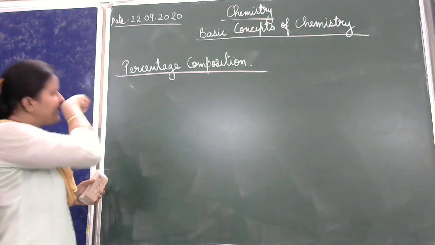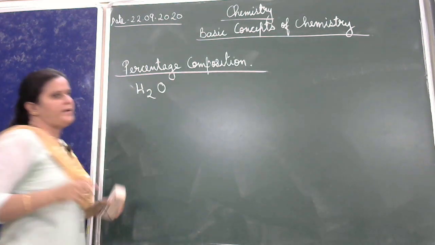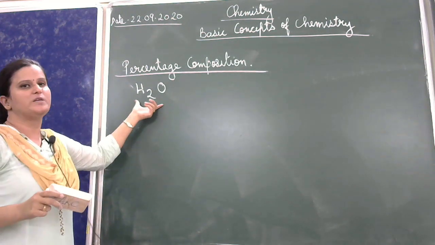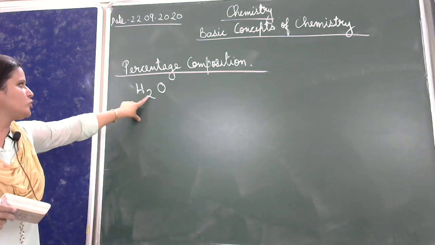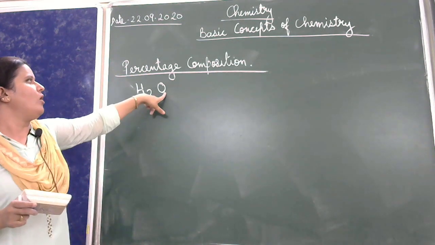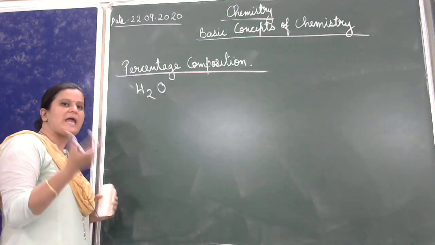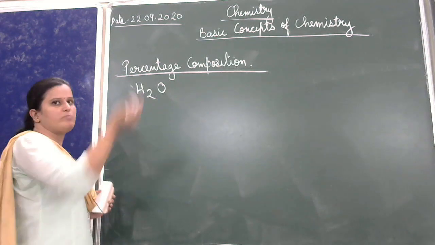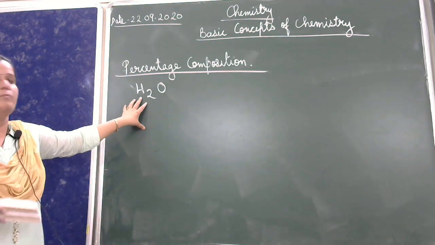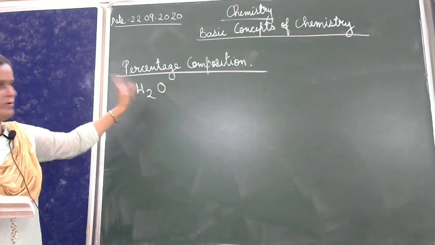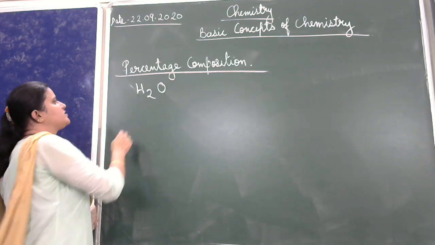Now, let me take an example, the example of water. What is the total mass of this water molecule? Hydrogen atomic mass is 1, so 2, and for oxygen it is 16. So 16 plus 2, the total is 18. 18 gram per mole is the molecular mass of this compound, water. But I need to calculate the percentage composition.